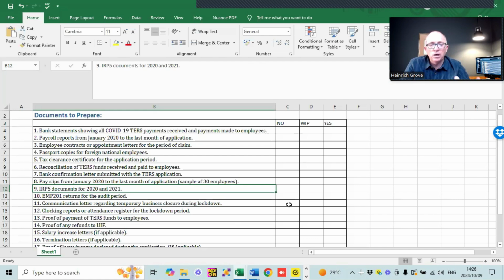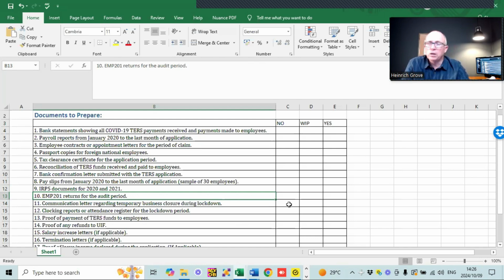So if you have your IIP 5 systems for that period, ask your accountant, ask your auditors for those things. If you're doing it yourself, you can do that as well. The MP returns for the period of the audit. So like I said, depending on how many months you claim for, you would submit the MP 201s.